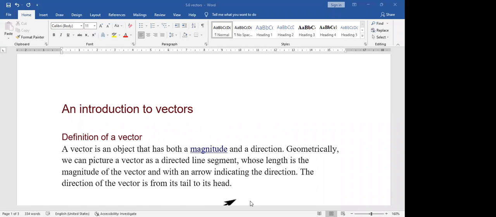Okay, I want to hear from you. What is a vector? Anyone to share the idea that you have? What is a vector? Yes, Patrick. A vector is an object which has both magnitude and direction. Okay, thank you very much.